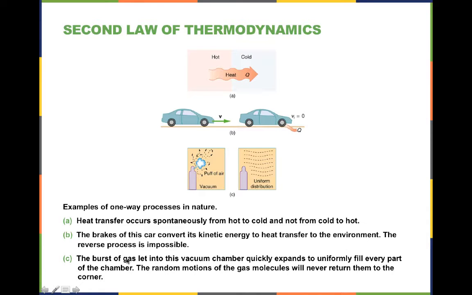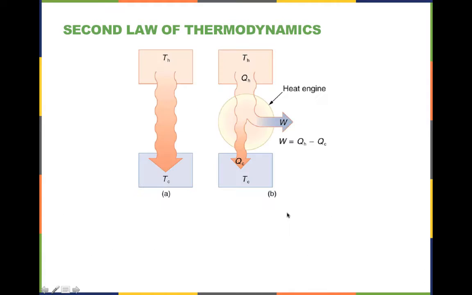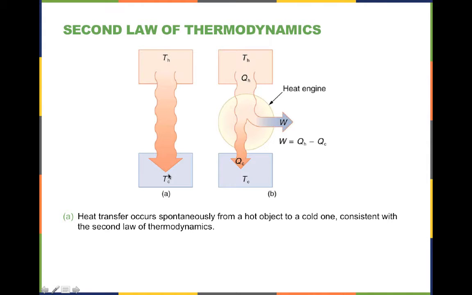And then this third one is if the gas is let into this vacuum chamber, it expands and fills the chamber. Once that occurs, it will not spontaneously recollect into a vacuum. So all of these are examples of spontaneous processes. Here we have a high temperature and a low temperature situation. In this situation, heat transfer occurs spontaneously from high to low, and it's consistent with the second law of thermodynamics.